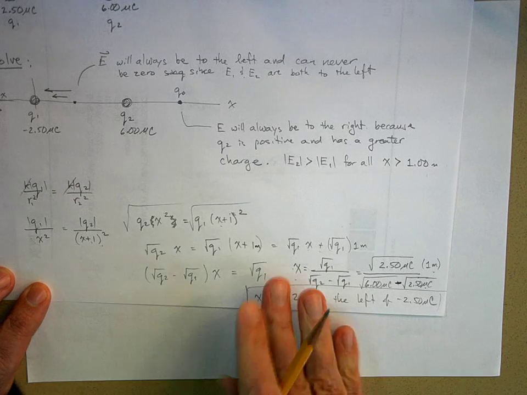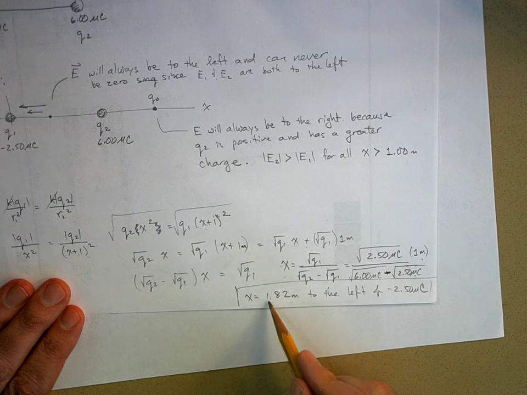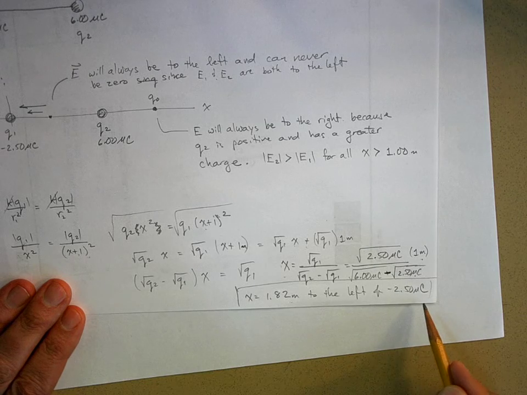But remember that we stipulated that this value for x is to the left. So it's 1.82 meters to the left of the negative charge. That is all.